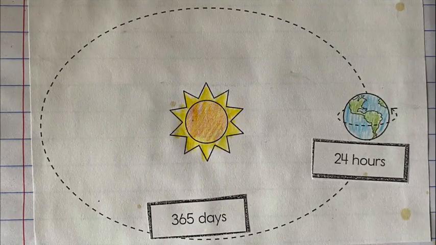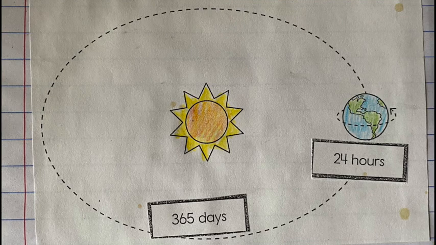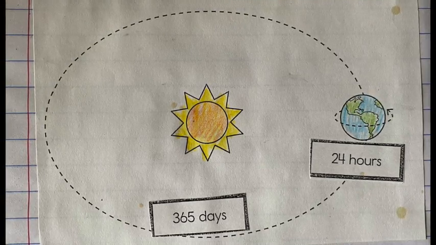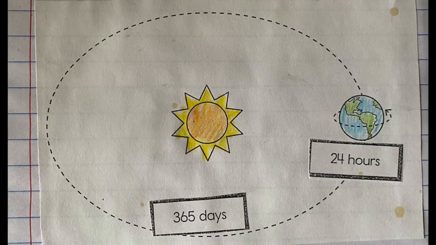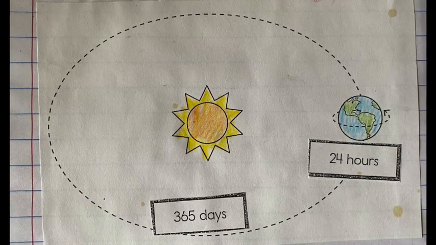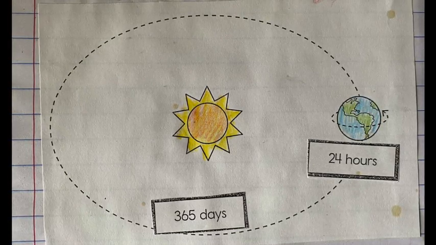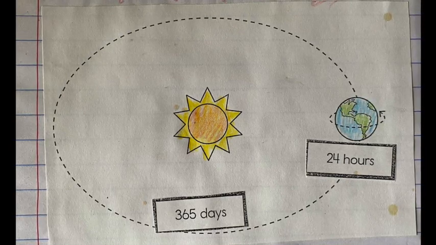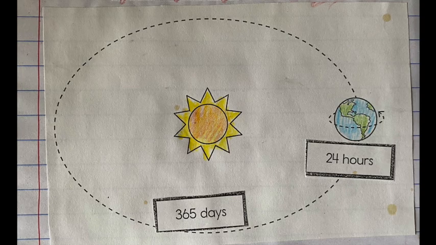If you look at this model, we can see what we just talked about. We can see that Earth is spinning on its axis. It takes 24 hours or 1 day for that rotation. But then it also goes around the sun. It has a revolution. And a revolution lasts 365 days or 1 year.